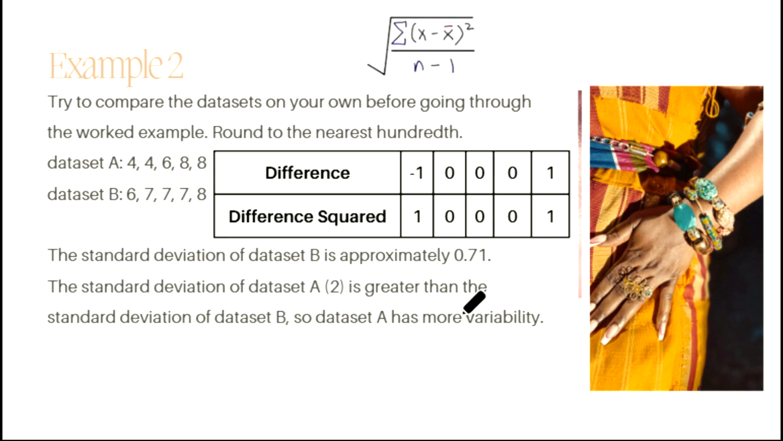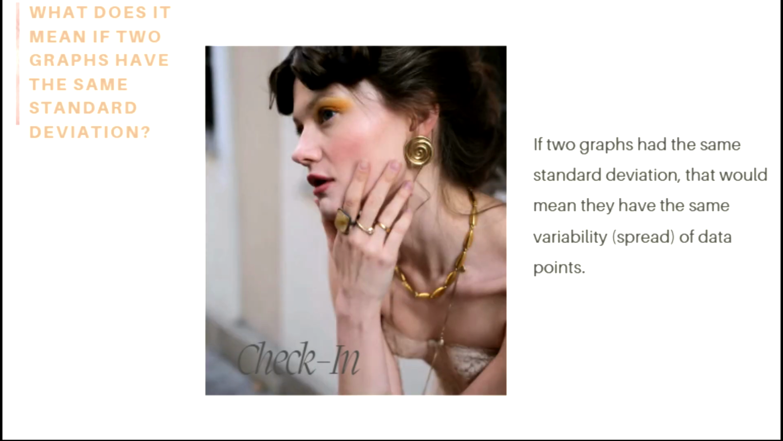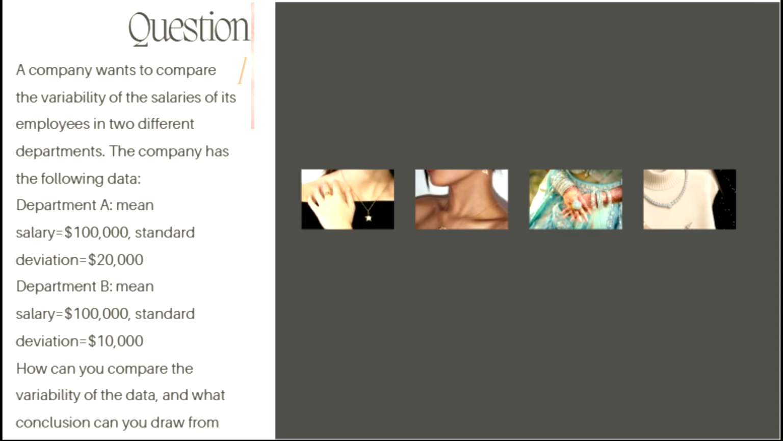And you can see that the standard deviation of data set A, which is 2, is greater than the standard deviation of data set B. So data set A has more variability. Data set A is more spread out, okay? What does it mean if 2 graphs have the same standard deviation? If 2 graphs had the same standard deviation, that would mean that they have the same variability, spread of the data points. Okay, this is one of the questions at the end.